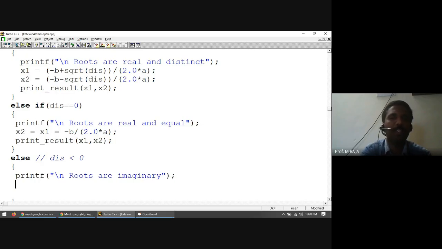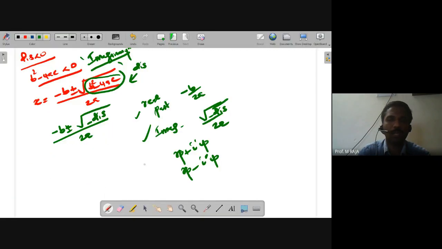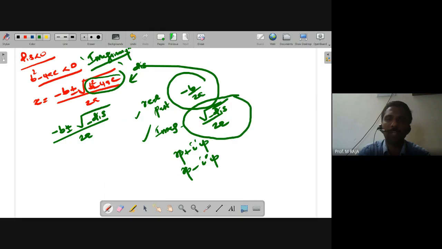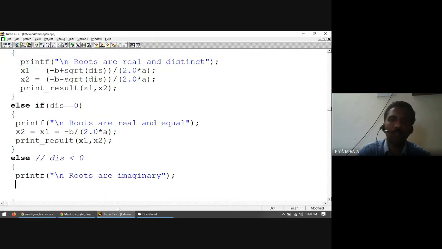So finding the roots separately, right? What is the real part and what is the imaginary part? Here, real part is minus b by 2a. Imaginary part is square root of minus discriminant by 2a.